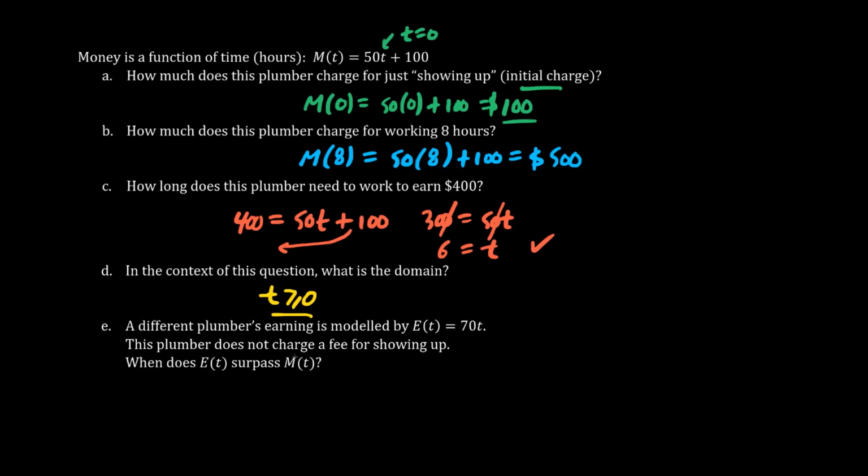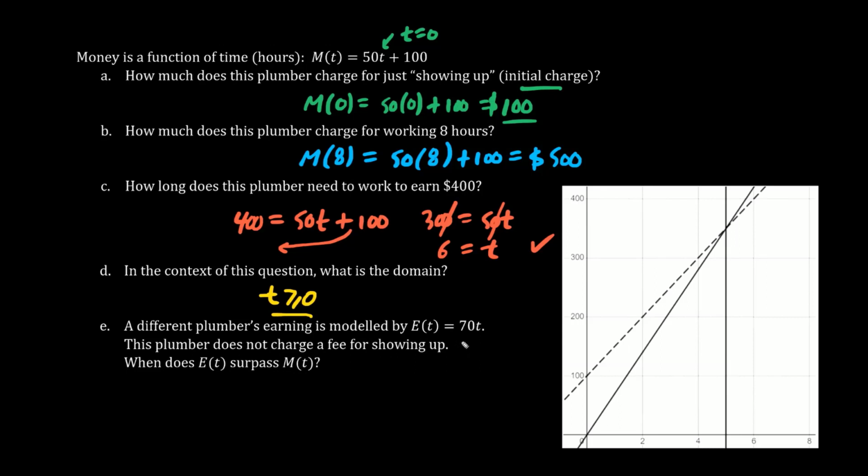This plumber does not charge a fee for showing up. Notice how there's no plus 100 or plus 50, or there's no constant here. When does E of t surpass M of t? We can use a graphing program such as Desmos to model E of t equals 70t. That's this line here. Whereas the original plumber, M, is modeled over here. We see the point of intersection occurs at time equals 5. So this new plumber begins to make more money after 5 hours.